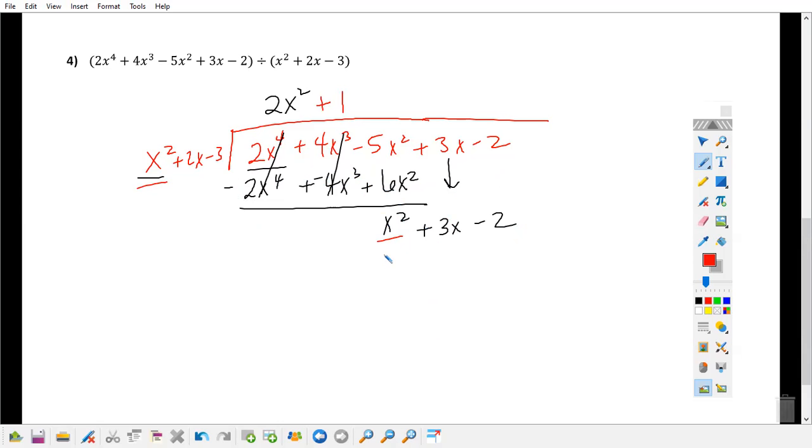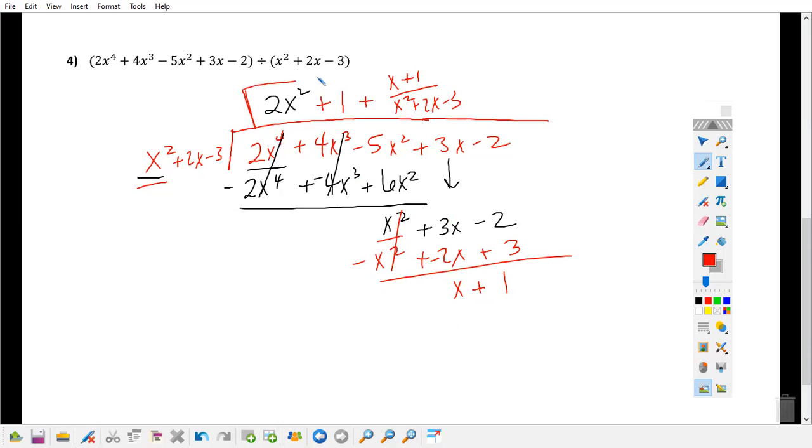All right. And then we multiply everything times 1 and you get x squared plus 2x minus 3. We subtract, changing signs and combining like terms. And we are left with x plus 1. So our remainder here is x plus 1 over x squared plus 2x minus 3. How did we do? Doable? All right, awesome. Your assignment is reprinting because it did something really weird.